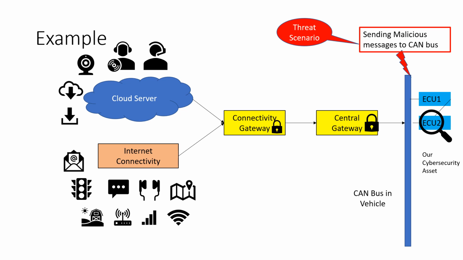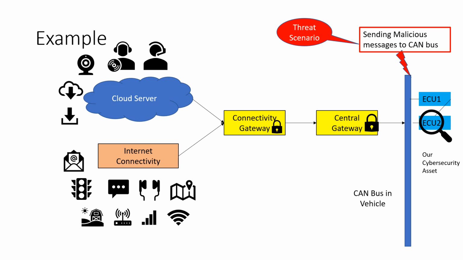Let me give an example of spoofing of a CAN message. How can I spoof a CAN message? By sending a malicious CAN message through the gateway. How can I send it? In two ways: we have internet connectivity and we have the cloud server also. Through either of these two, we can spoof a CAN message.